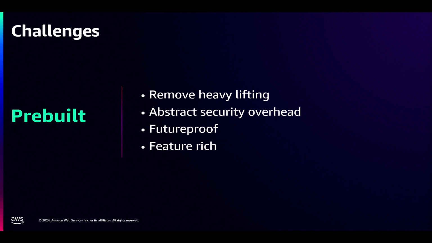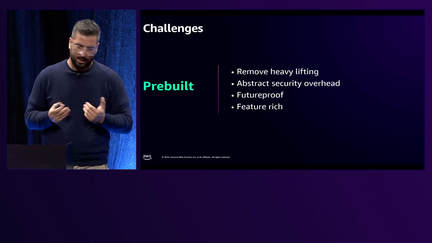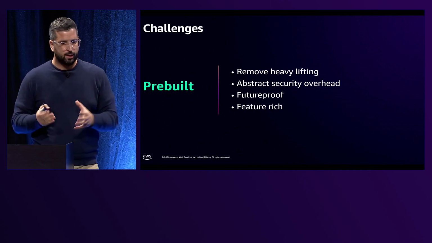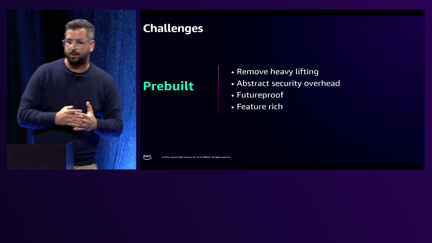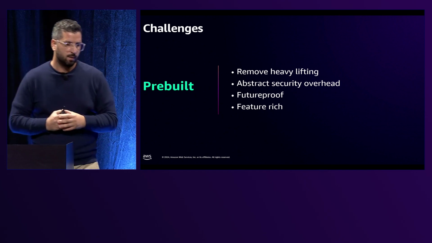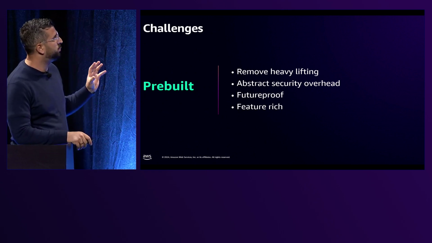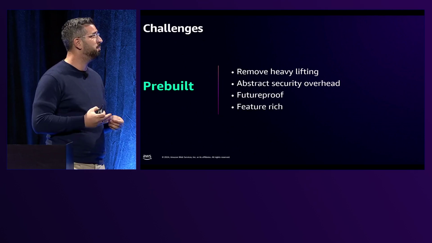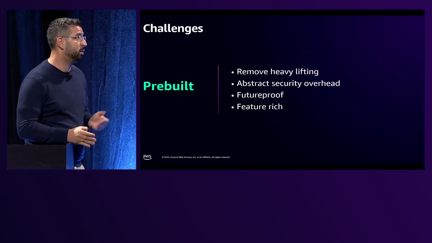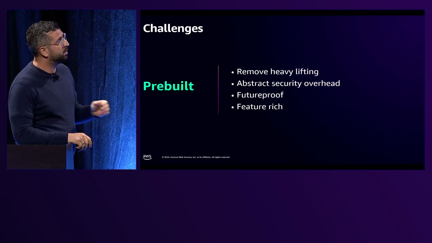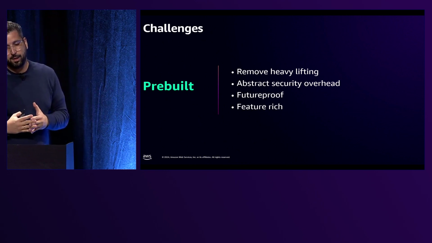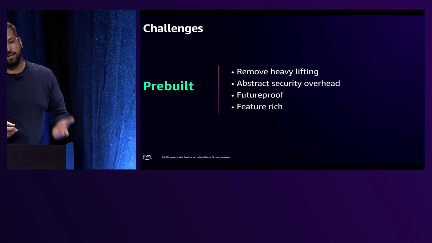And now if we go back and look at the authorization challenge, we really zoomed out and tried to understand what is it that we really need, what are the requirements, and we distilled them in 3 key challenges. The first challenge is that we wanted something that was pre-built. We wanted to remove the heavy lifting of maintaining a bespoke system and abstract the security overhead that comes with that. Also, we wanted something that would be future-proof and feature-rich because we wanted to avoid building a customized solution that may bring roadblocks in a future roadmap.